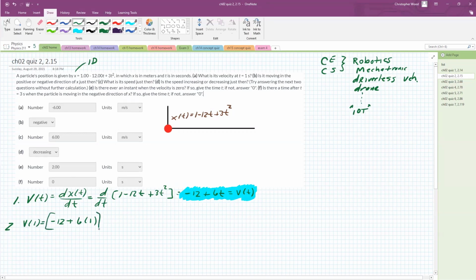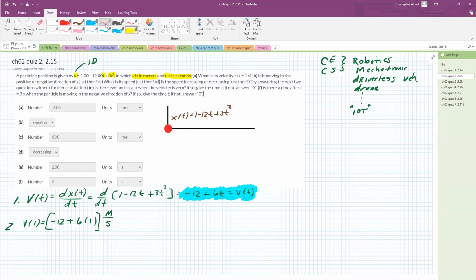And you might say, how do you know that's meters per second? That's a good question, because right here, and this is actually non-trivial, x is in meters and t is in seconds. So this t is in seconds, this would be seconds squared, that would be seconds, and x is in meters.